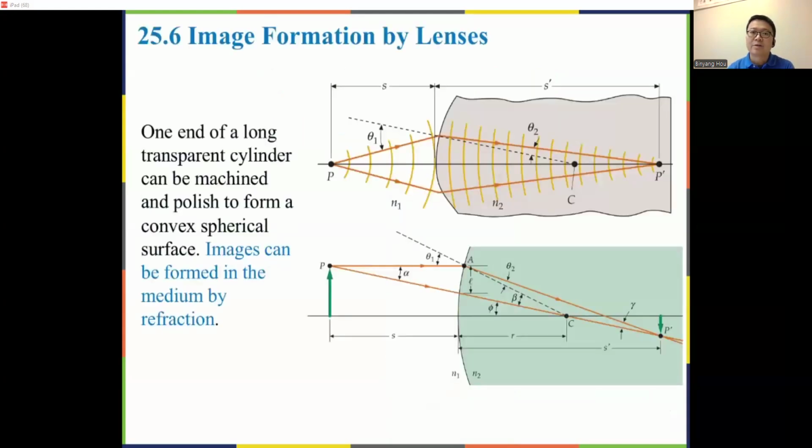So last time we talked about images formed by curved mirrors. Now that's based on the law of reflection. Now for the law of refraction, Snell's law, you can also take a look here.